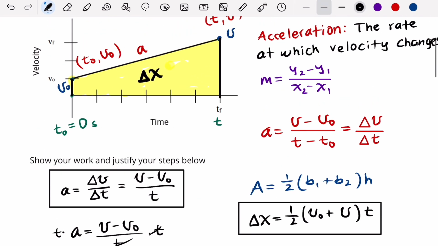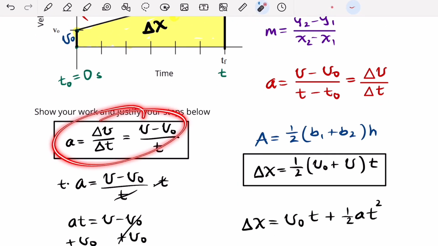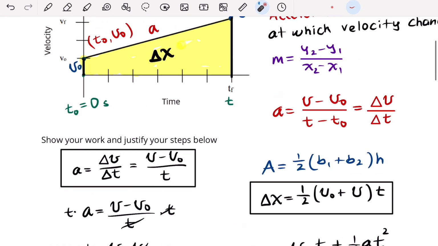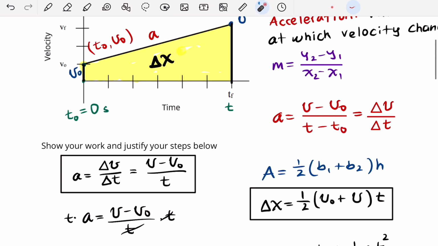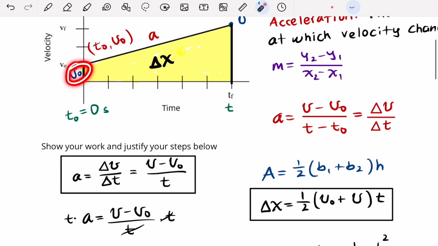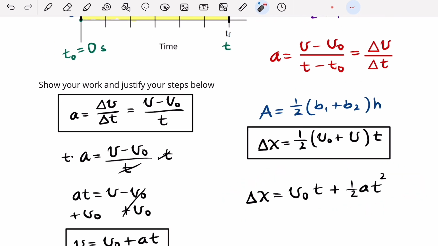So if we had values, which we will right now, we could find acceleration. Initial velocity is going to be given to us but we can also find displacement. So when they ask you to figure out everything you can, or build a full model, they expect you to provide initial velocity, final velocity, initial time, final time, acceleration, and displacement. Those 6 quantities should be included in your model.